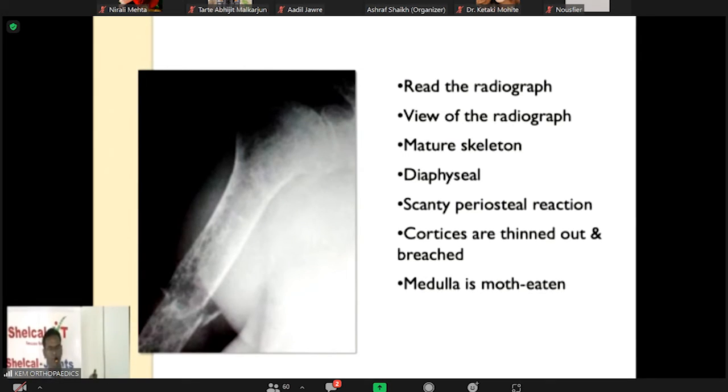I wanted you to tell me that. You can appreciate the matrix is moth eaten all throughout. Diagnosis, anyone? Some of you may feel this is permeative, right? So this goes a little no. So there's a metastasis with a fracture.